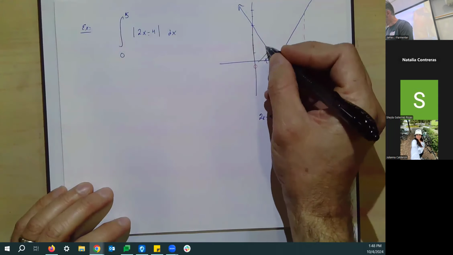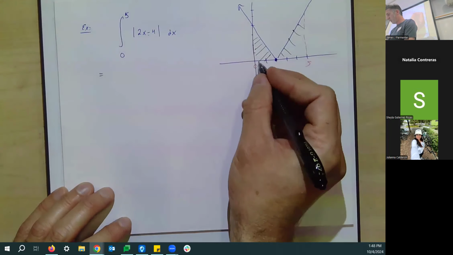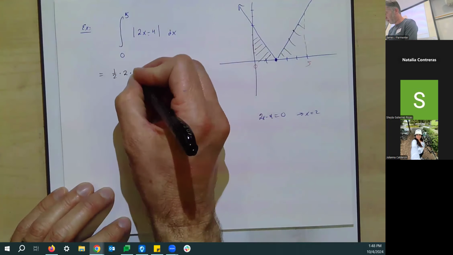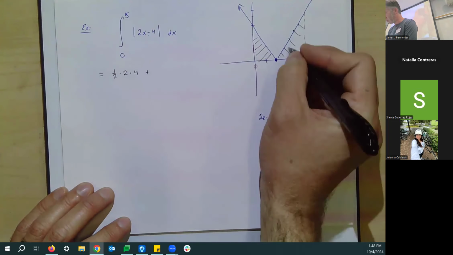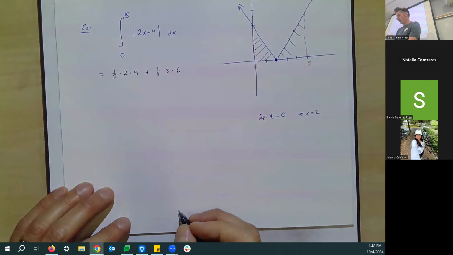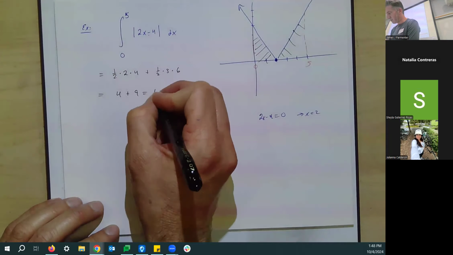So I've got that area plus that area. This is going to equal the area of this triangle, which is 1/2 the base, which is 2, times the height, which is 4, plus the area of this triangle, which is 1/2 times the base, which is 3, times the height, which is 6. And then we simplify that and we get 4 plus 9, which is 13.